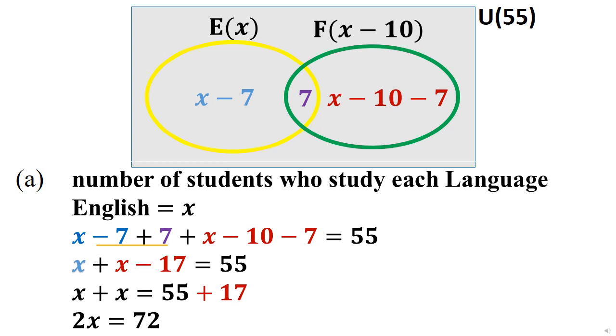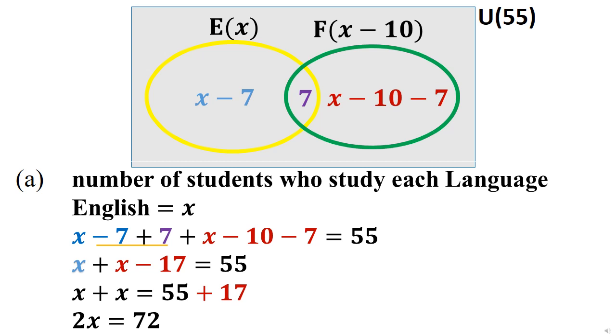So we are going to send the negative 17 to cross the equal sign, which will be after the number 55, at the back of the number 55. And whenever a negative sign crosses the equal sign, the negative sign changes to positive. So when this negative 17 crosses the equal sign, it will become plus 17.